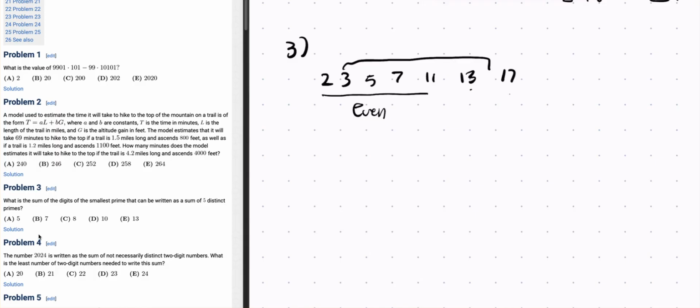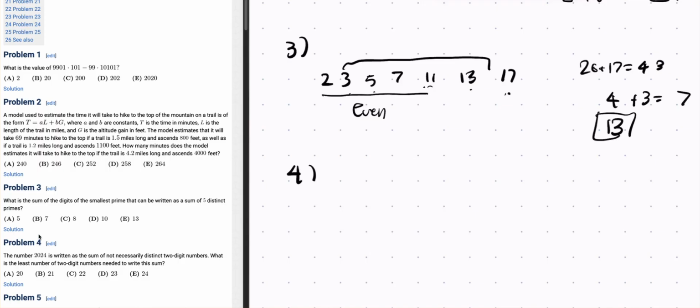If you take away 13 and put 17 instead, that would give us 43, I think. Because 3 plus 5 is 8, 8 plus 7 is 15, 15 plus 11 is 26, 26 plus 17 is equal to 43. So 43, 4 plus 3 is equal to 7, which is answer choice B again.